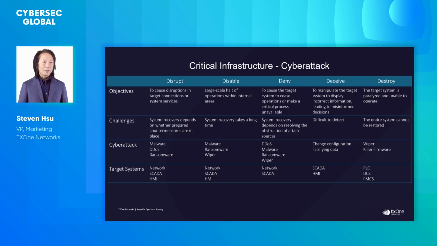Disabling the critical process will introduce a lot of impact, so it usually takes a longer time to recover. That's for disable. And denying access to the critical process can also be achieved. During warfare, we see a lot of attackers leverage wiper malware to cause damage. In terms of deceive and destroy, it usually takes a longer time for preparation and also needs a special skill set. You need to understand the PLC, DCS, or even SIS. So during warfare, we think attackers will highly concentrate on disrupt, disable, and deny.